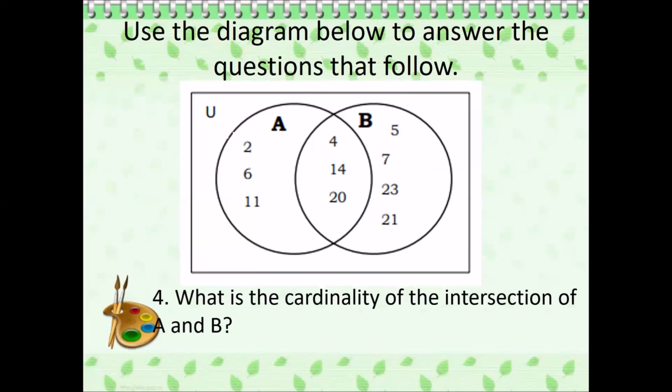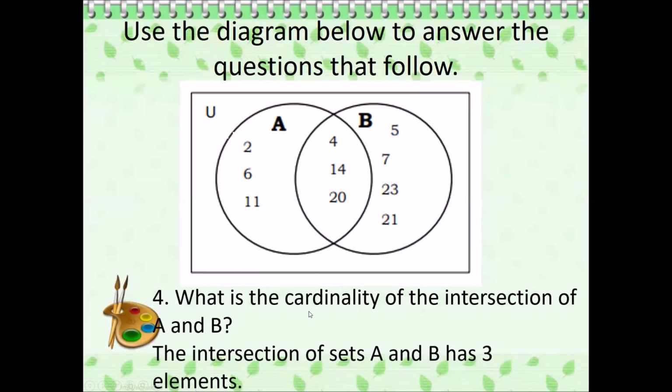What is the cardinality of the intersection of set A and set B? So we count ang parehas na elements, ilang elements yung parehas ang set A at set B. That is the intersection of set A and set B. Let us count the elements of the intersection of set A and set B. 1, 2, 3. So that is the cardinality of the intersection of set A and set B.